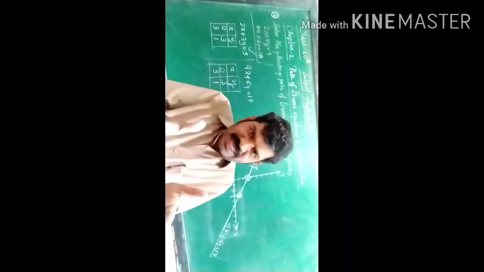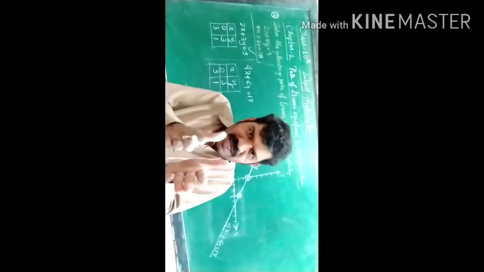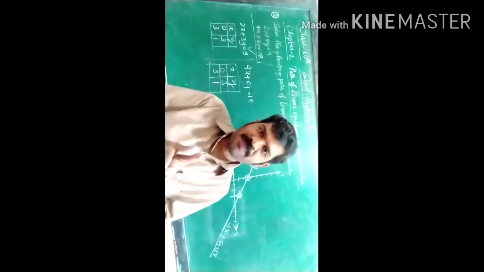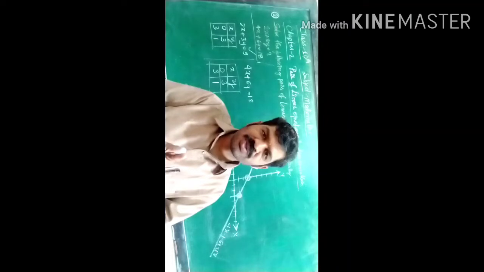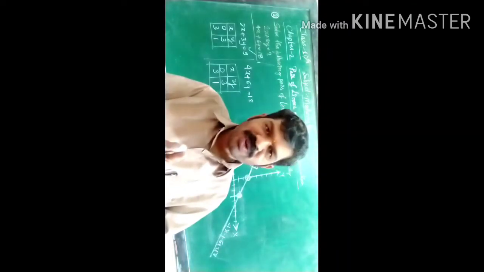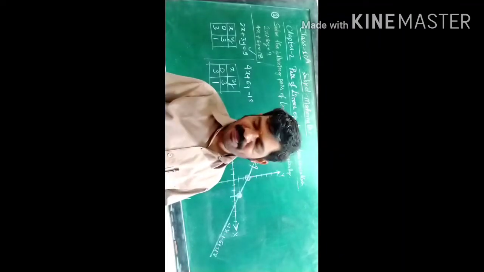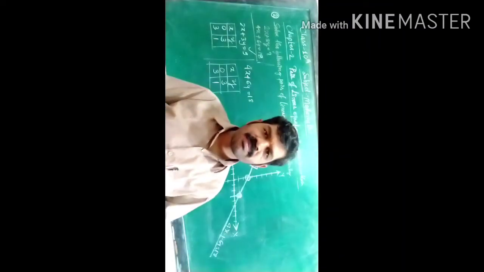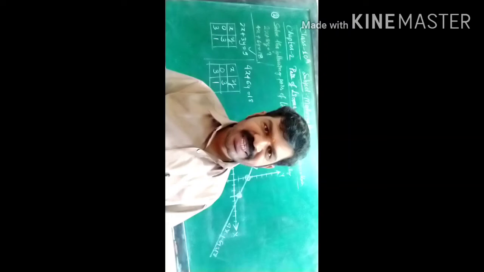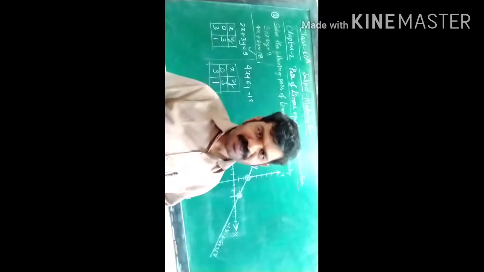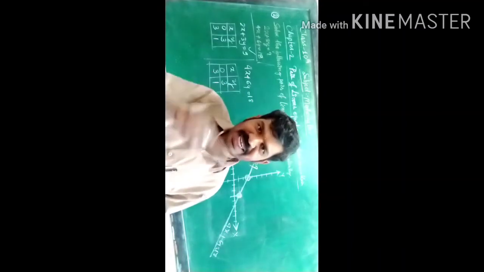I mean one line is overlapping with another line. There are two lines looking like one line, the other will be invisible. I told you these kinds of lines are coincident lines. This is all about the second type of pair of linear equations, that is coincident lines. We have seen two intersecting lines. Here it is coincident lines.